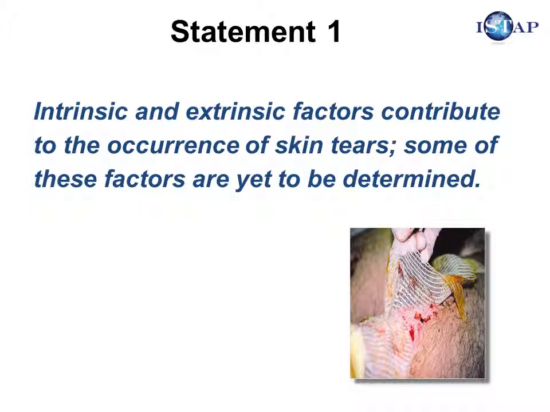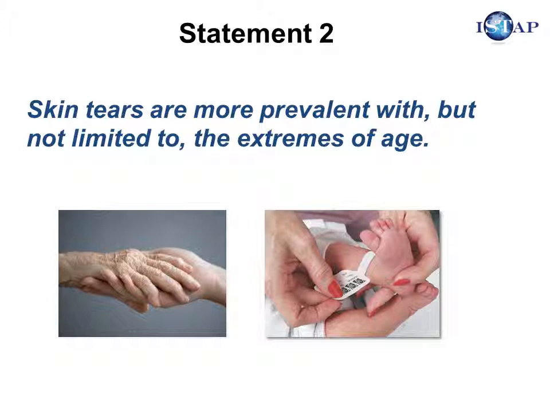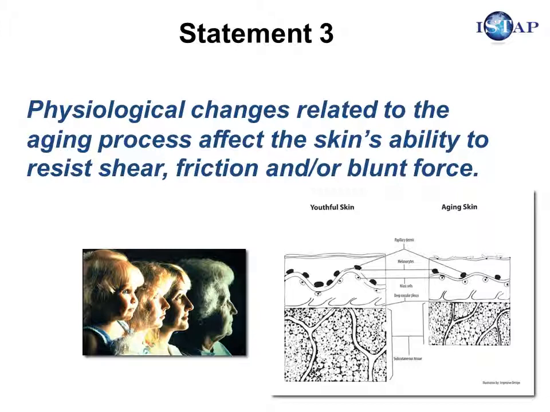So intrinsic and extrinsic factors contribute to the occurrence of skin tears, and some of these factors are yet to be determined. Skin tears are most prevalent in the extremes of age, so the very young and the very old. And we have a picture there of a preemie and then of an older person. And my expertise is not with neonates. My expertise is more with care of the elderly. So the physiological changes related to the aging process affect the skin's ability to resist shear, friction, and blunt force, as many of you are well aware of.